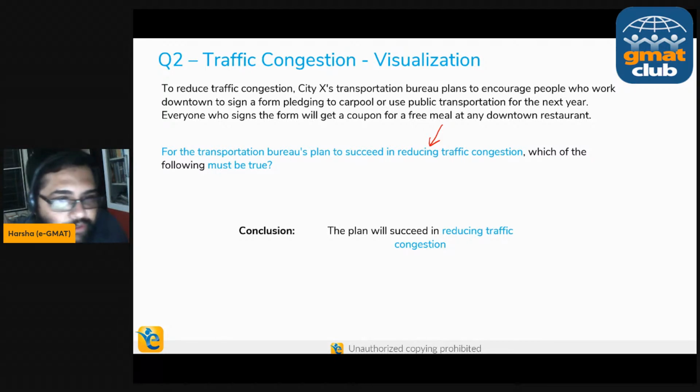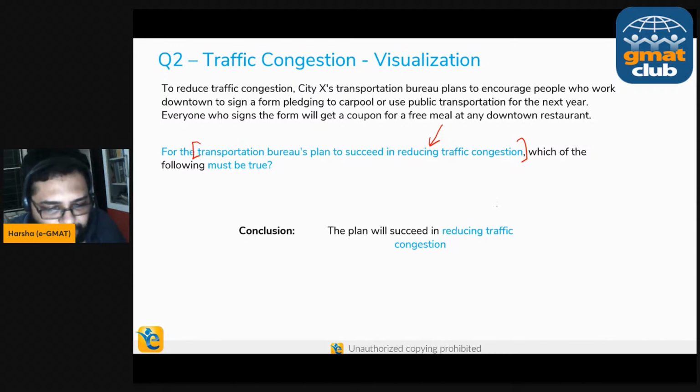Yes, of course. So the conclusion of the argument, or in other words, the central claim that the author of the argument makes is, hey, there is this plan. This plan will succeed in reducing traffic congestion. I'm sure everybody is clear so far. Now, what do I mean by visualization of a statement like this? What does it mean when you say the plan will succeed in reducing traffic congestion?